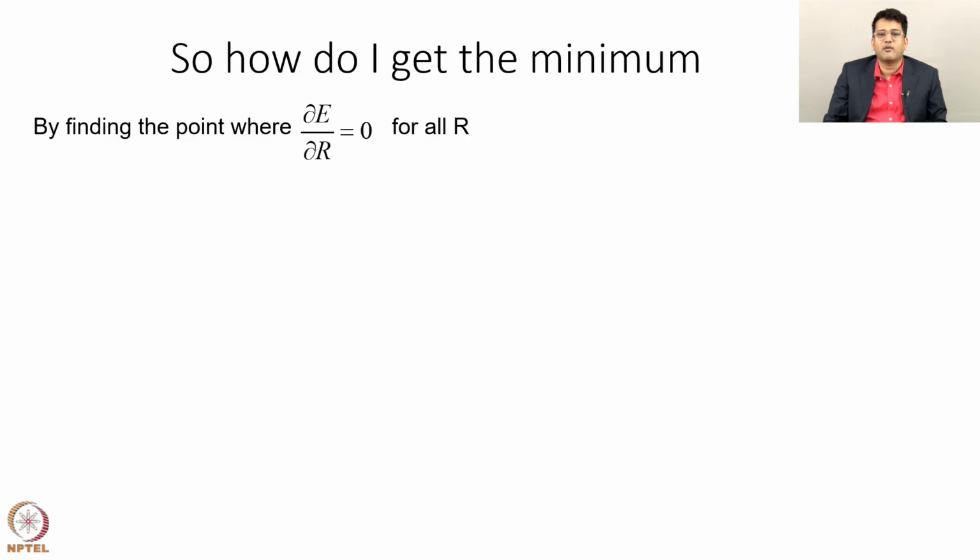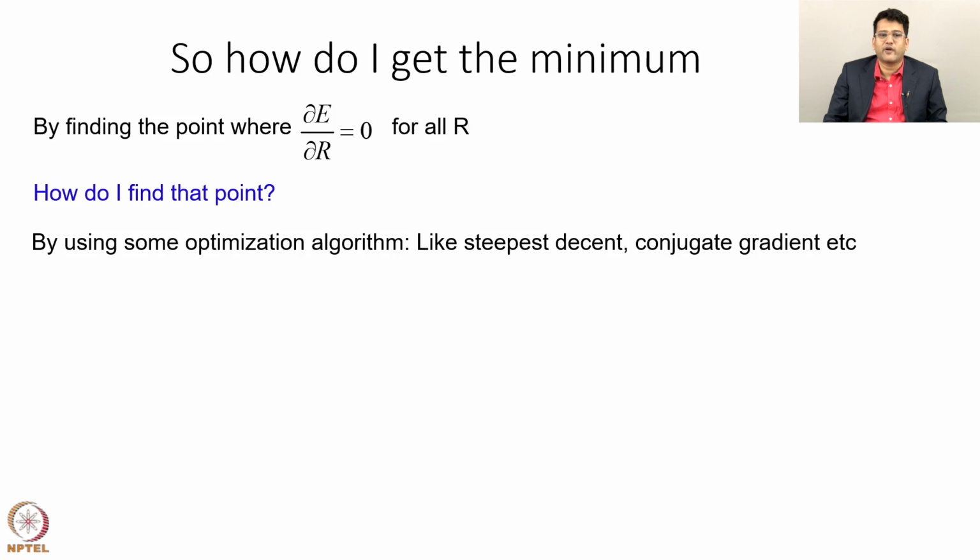Now, how do I get the minimum energy path? How do I get first the minima, the ground state? I get the minima by finding the point where the derivative of the energy with respect to the coordinate is 0 for every value of r. The question is, how do I find that point?